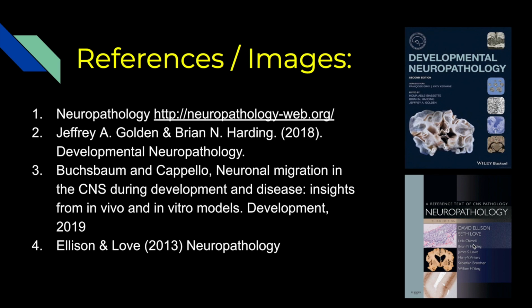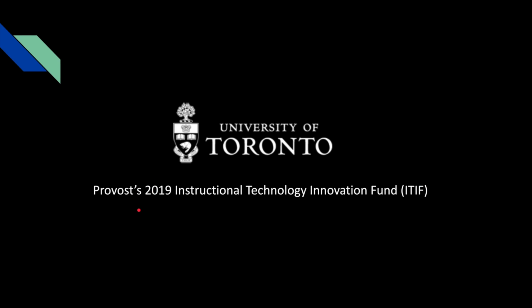So I want to provide the references and acknowledgments for the amazing photos that took many years to accumulate. These are great books that I used during my training, and where the photos have come from. Another great resource here, neuropathologyweb.org, Ellison and Love, neurodevelopmental neuropathology, and the review paper that we discussed.